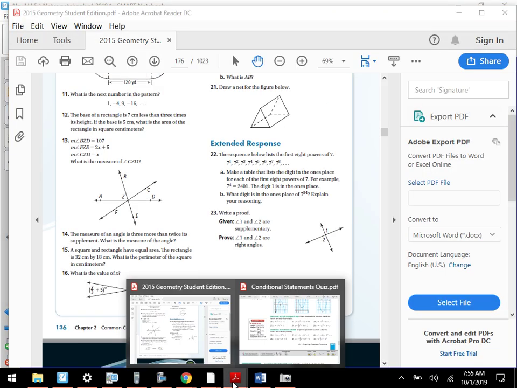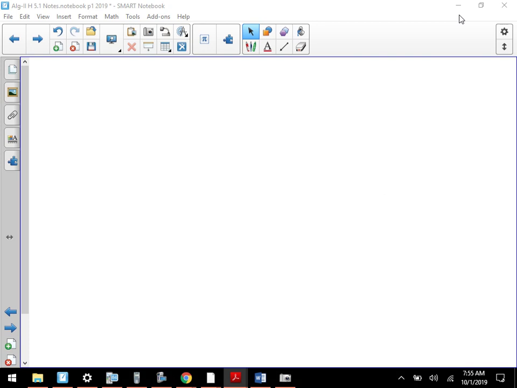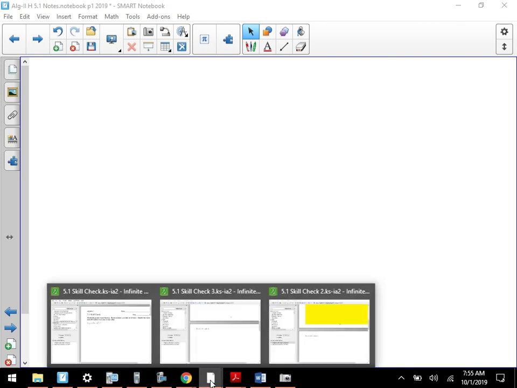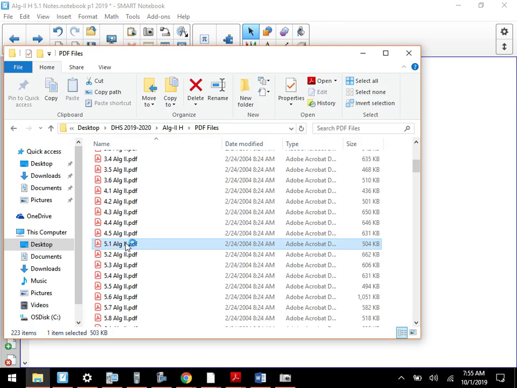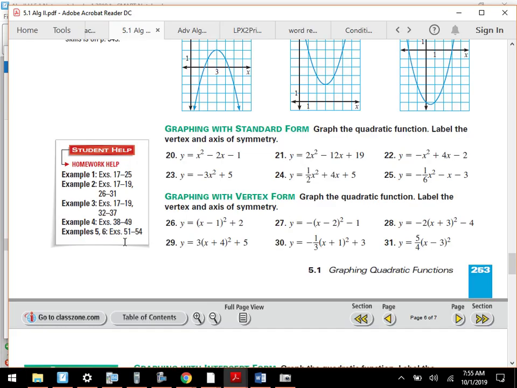Two sets of different PDFs. It's really weird. Huh. Oh well.